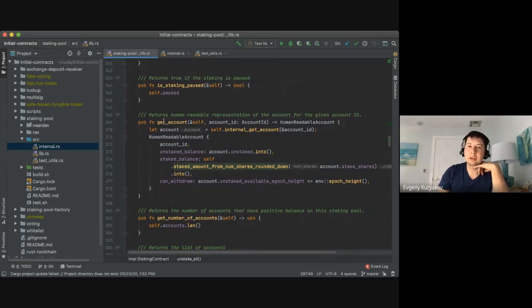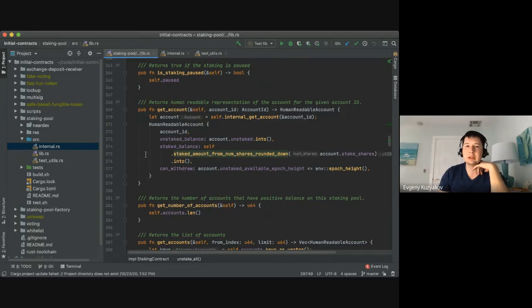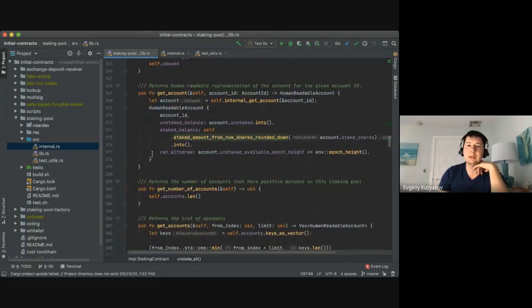Finally, you can get a human readable account. Instead of giving you the number of shares, it gives you how many tokens you actually have for the number of shares at the current price. And finally, it's saying, can you withdraw or not?